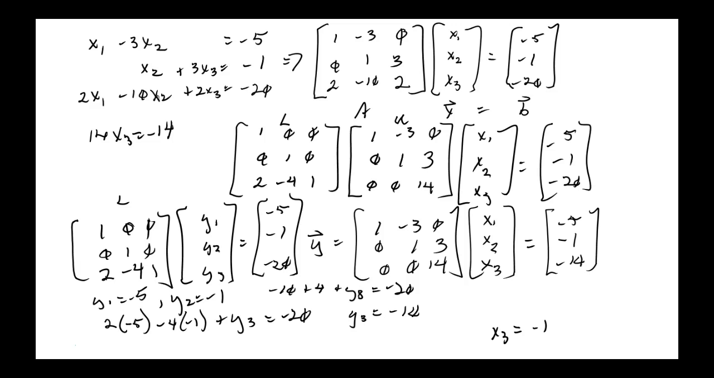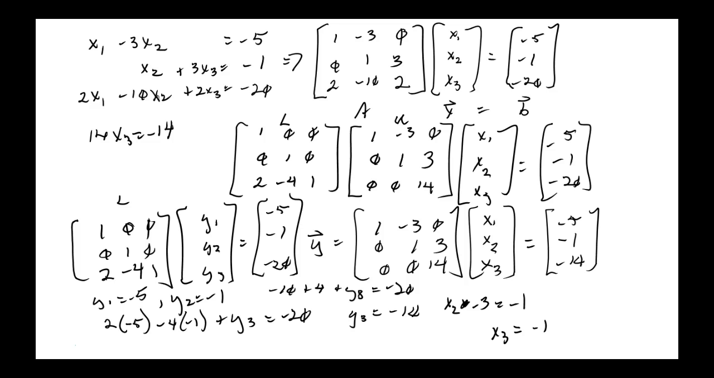Then the next equation here says 0 plus x2 plus 3x3. Well, 3 times minus 1 is minus 3, right? Is equal to minus 1, right? So x2 is equal to 2. Is that what you said? Yeah, x2 is equal to 2.